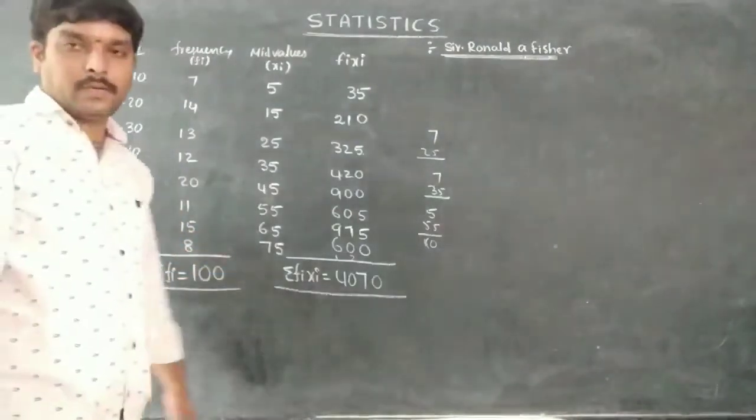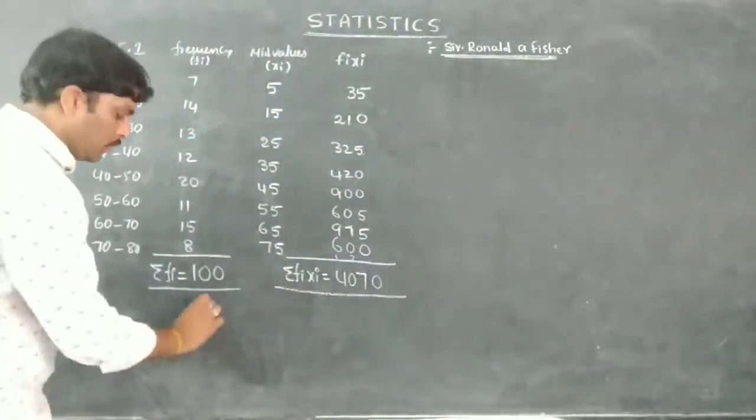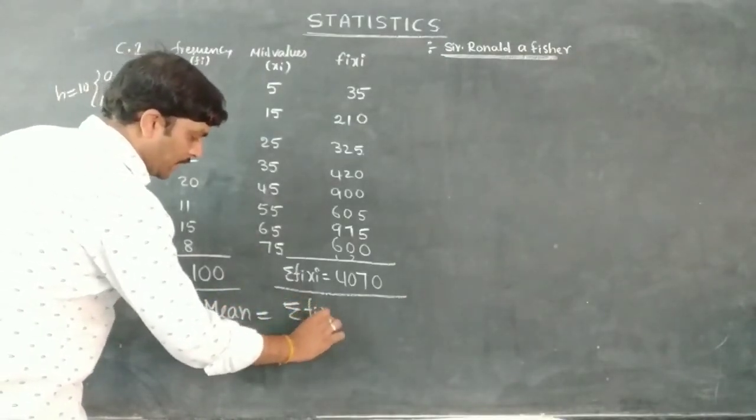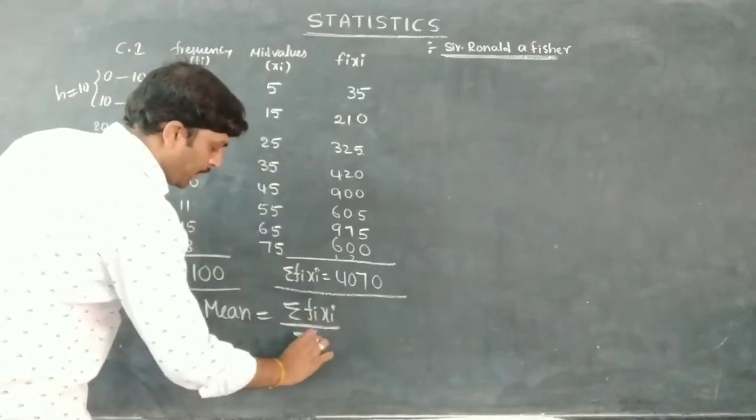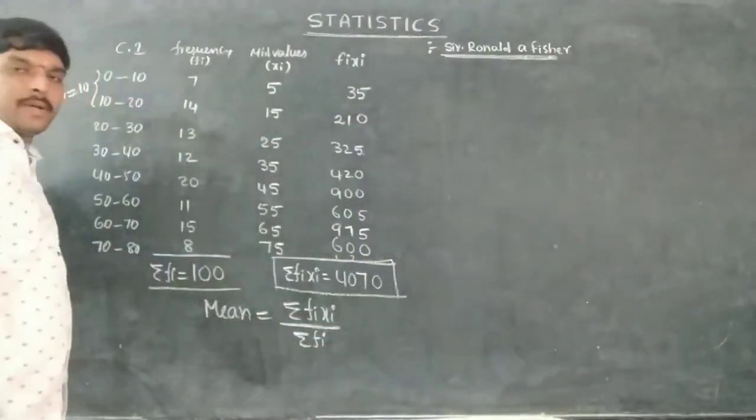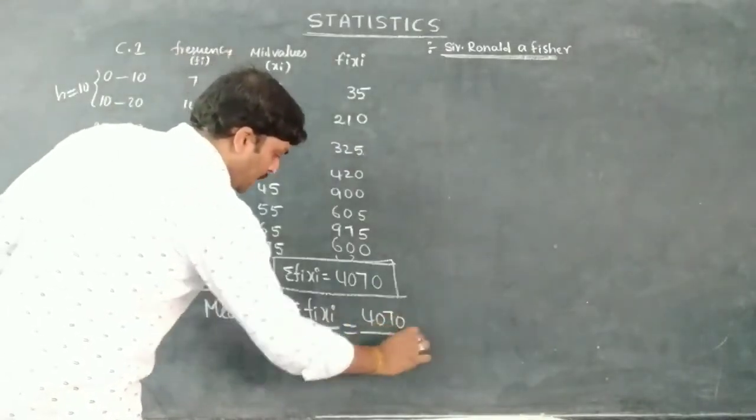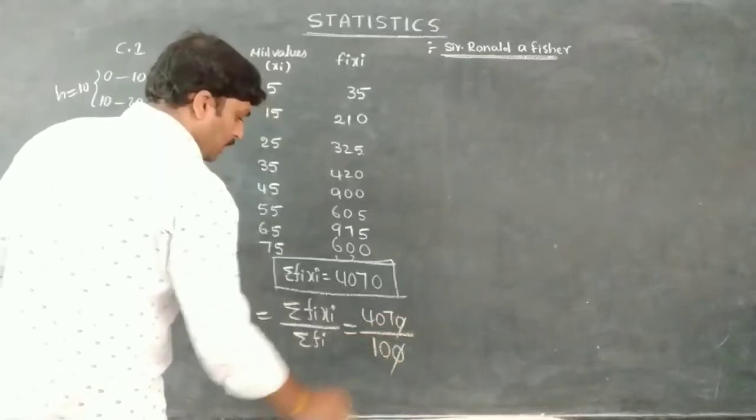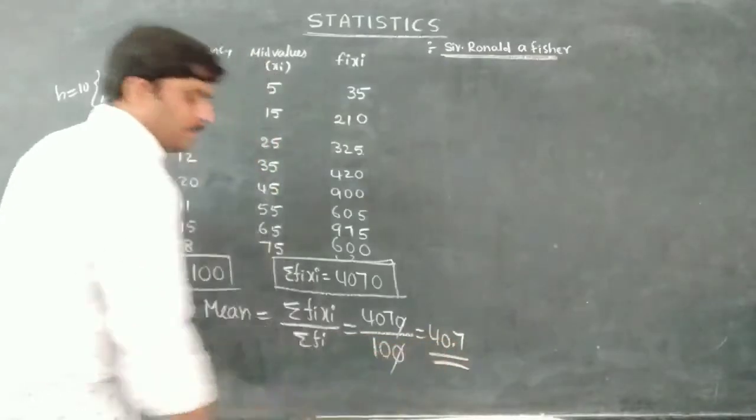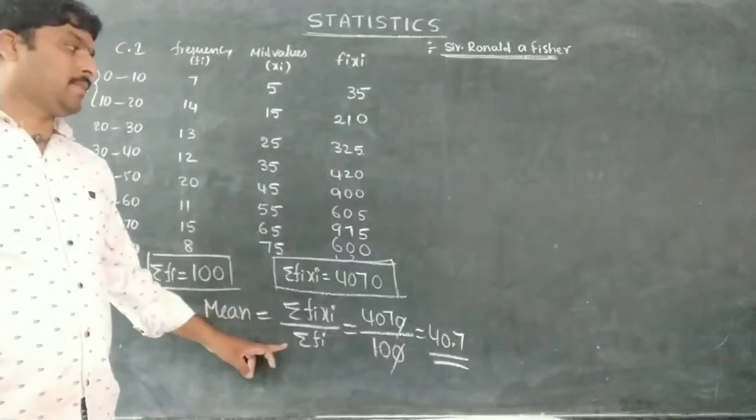Okay, now the mean formula. Mean is equal to sigma fi xi by sigma fi. This is the direct method formula. Sigma fi xi by sigma fi. Now 4070 by 100. The zeros cancel. Here by 10 is there, now 40.7. This is the mean in the direct method. Direct method: sigma fi xi by sigma fi.